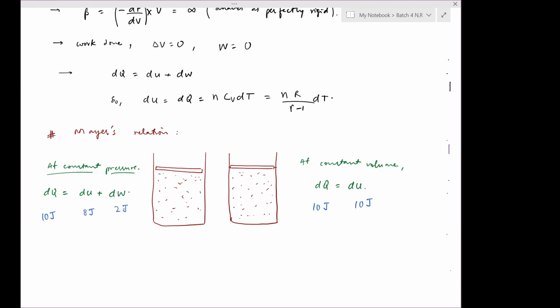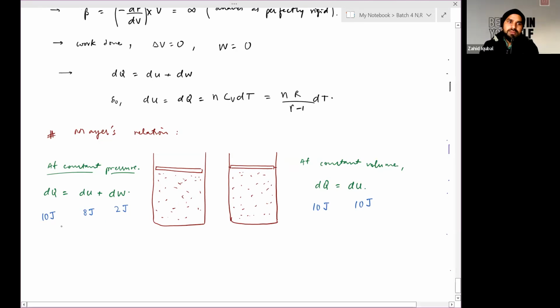Yes, sir. So if I have to get the same amount of internal energy for both these two processes, what will I do? We have to increase the amount of heat supplied to the system. Let's say on increasing this particular quantity to 14 joule, it will become 10 plus 4.